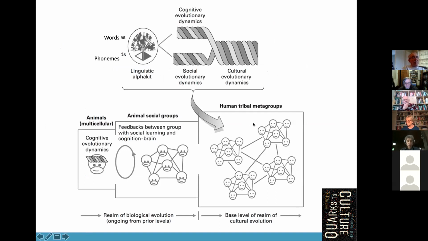That cultural evolution, and then I'm going to open this up for some discussion, is from the Quarks to Culture book again. The main thing here is what I'm calling the linguistic alphakit structure. And this is phonemes going to words.